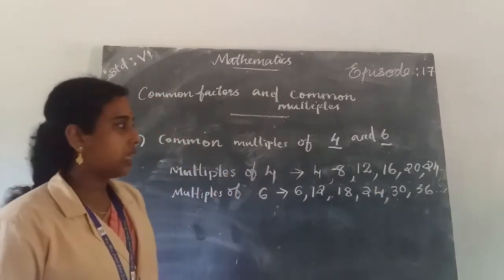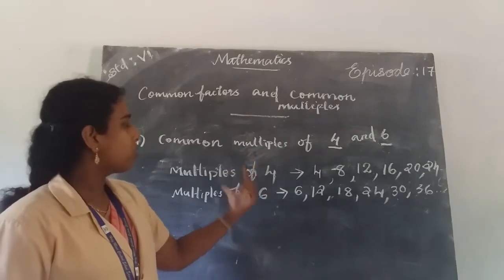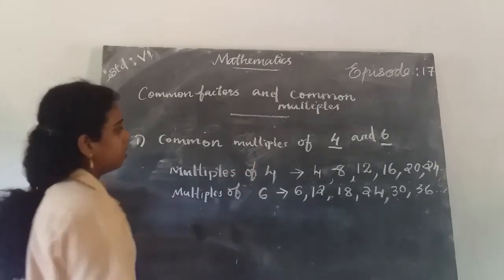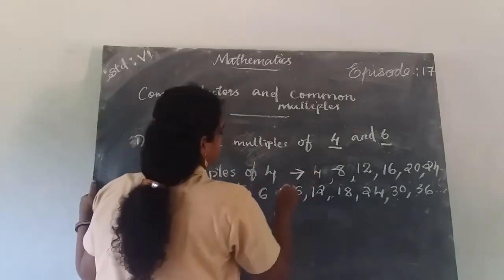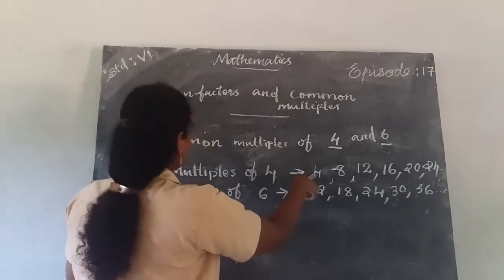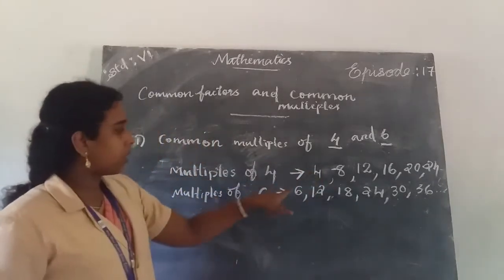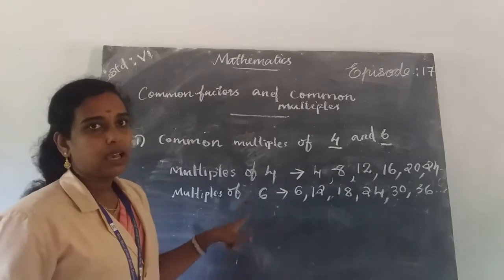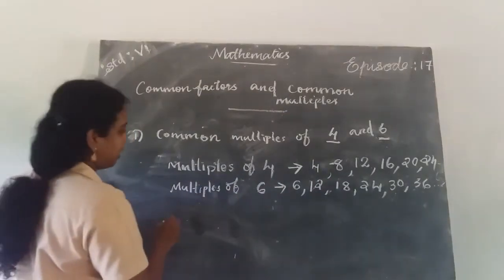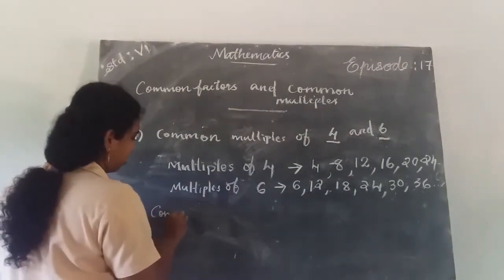Multiples of 4 and 6. Next, we find the common multiples from these. So here 4 is a multiple of 4, but it's not a multiple of 6. So next is common multiples of 4 and 5.